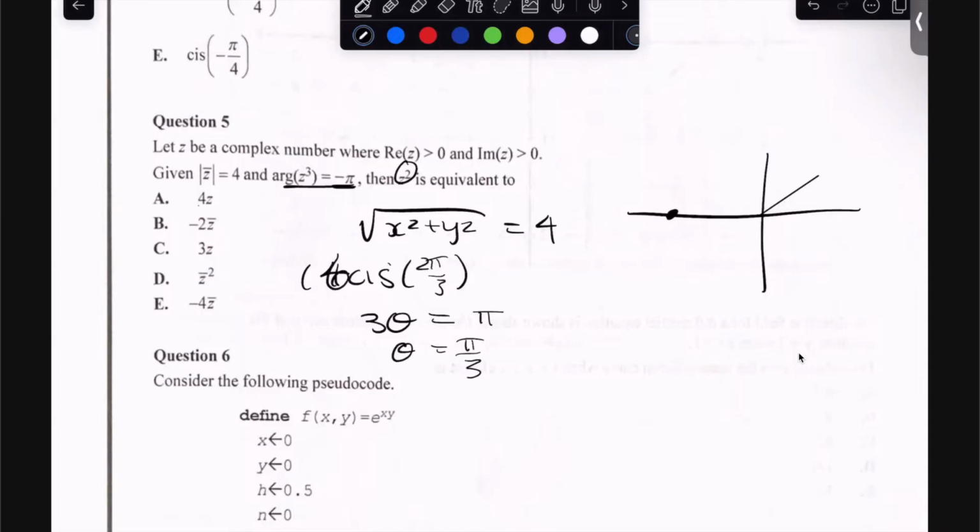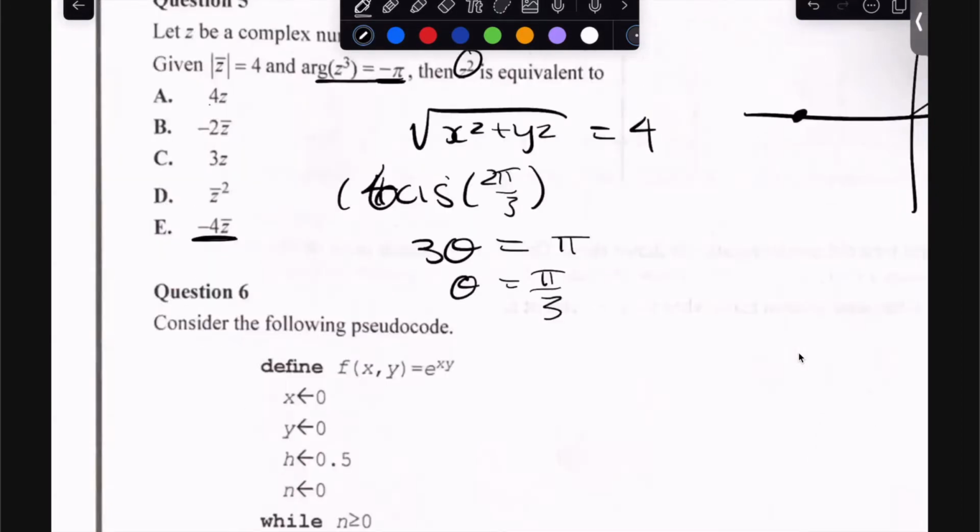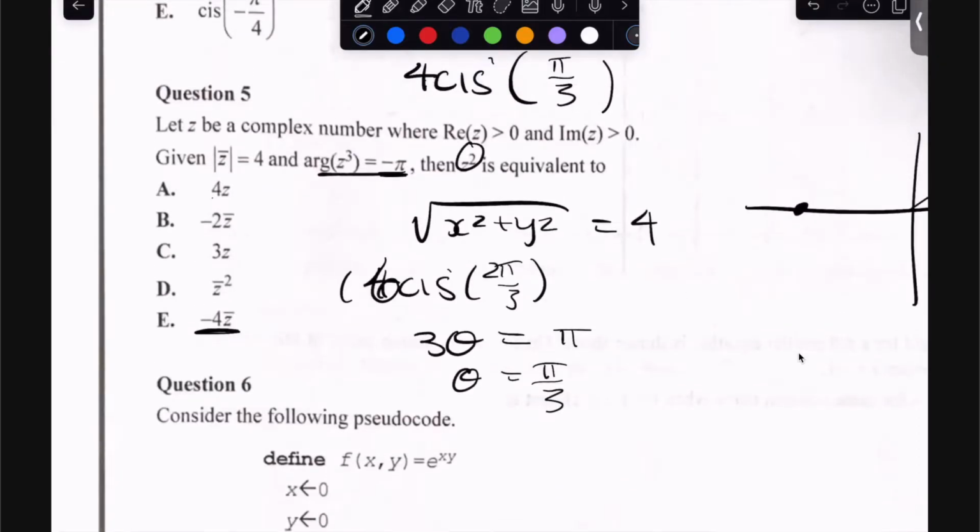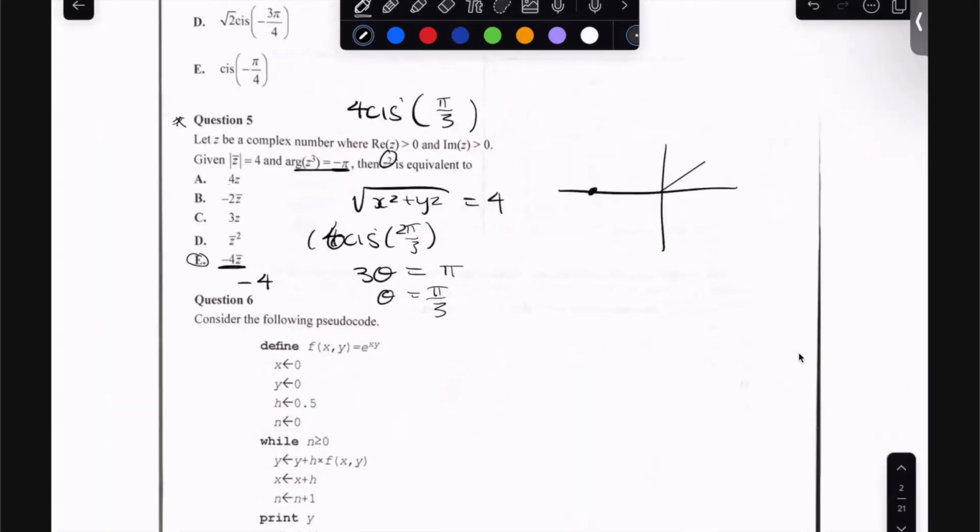Okay, so initially we found that it's going to be 4 cis π/3. Now if you multiply this by 4, that's wrong. It should be, if it's 2π/3, then sine is positive, and that I think should be E, because cos is negative, so -4, and then cos of the conjugate would be the same thing. Yeah, I think the answer is E here. Yeah, should check that, but yeah, I think it's E.